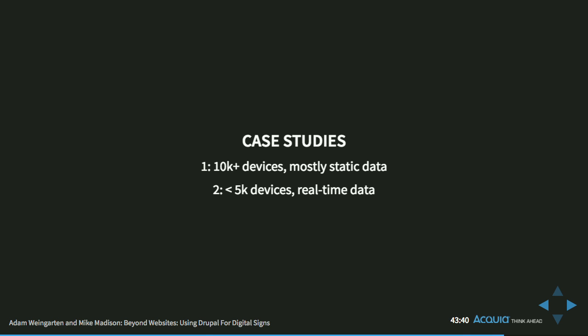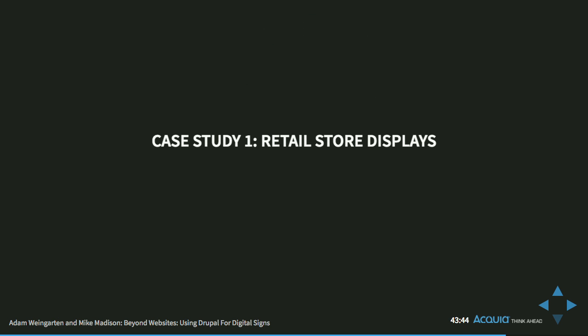So let's talk about lots of devices with mostly static data. In this case, let's imagine a retail store. Maybe you walk into a Best Buy, or a cell phone store, and they always have media playing everywhere, wall-to-wall media. Historically, many of these places literally have a DVD player sitting behind a TV someplace running all of these. Let's imagine we're going to do it our way.